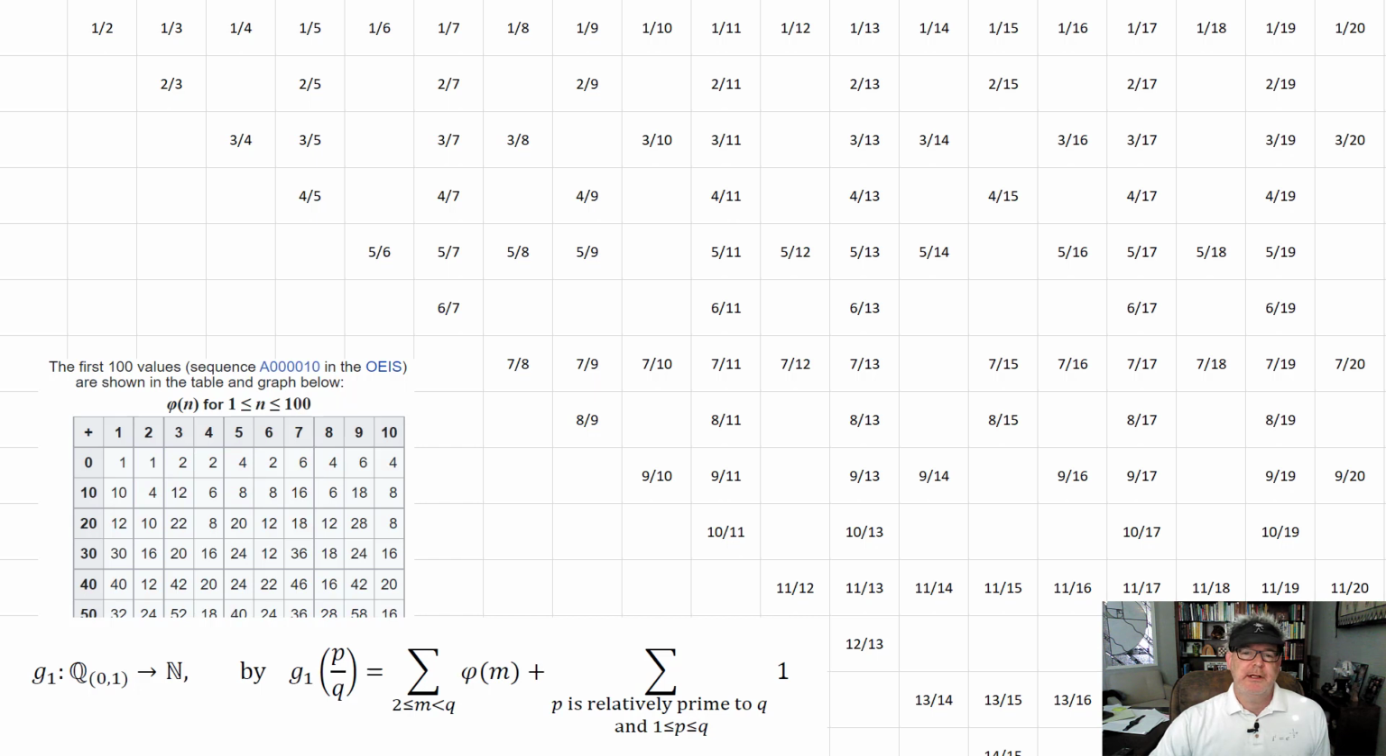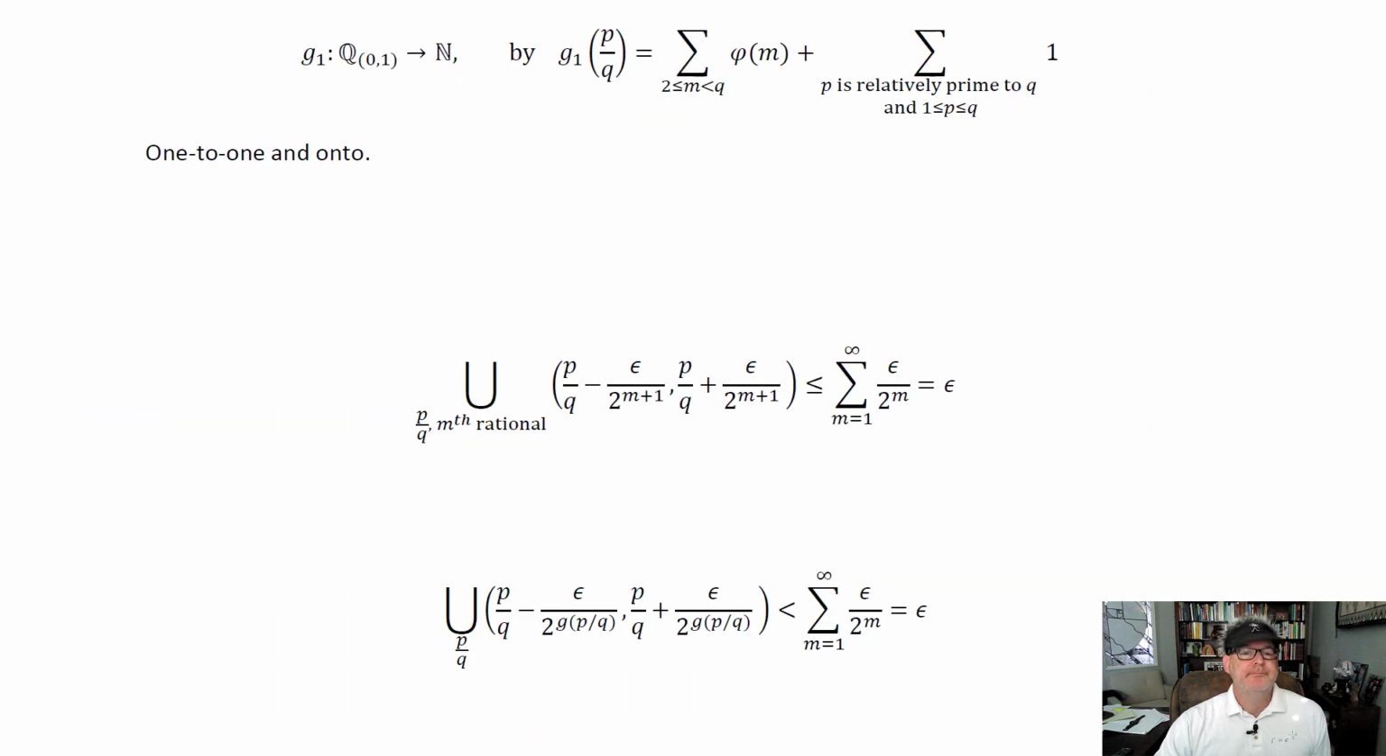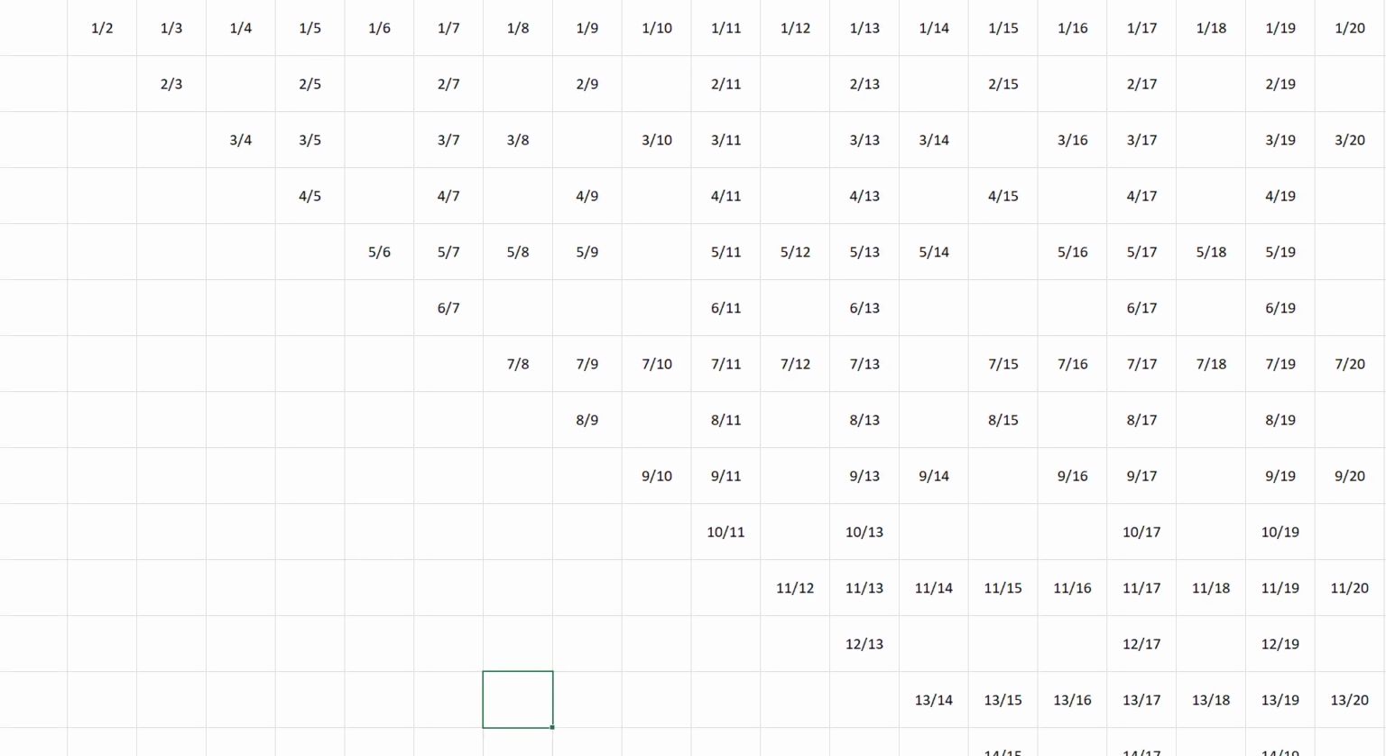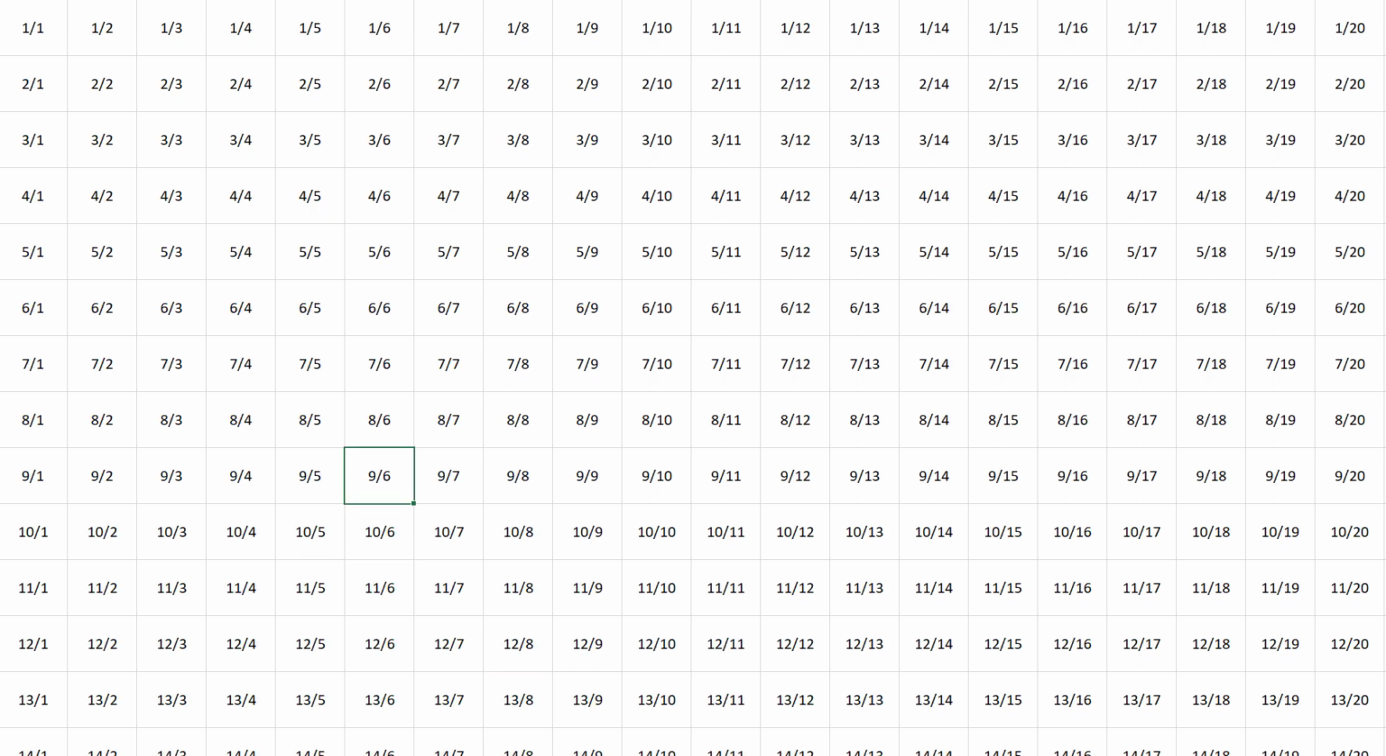So I'm mapping every fraction to the positive integers. Every fraction in 0, 1. Right, so add those up, and then all relatively prime to q, less than or equal to q. If you want to look at every fraction, this will be for the positive fractions.